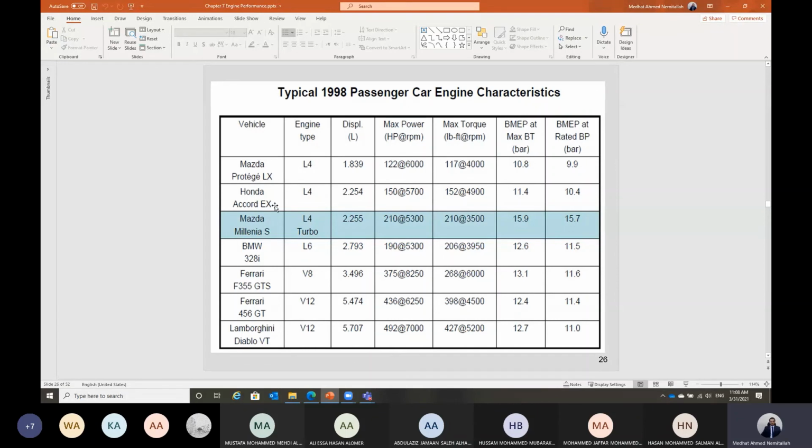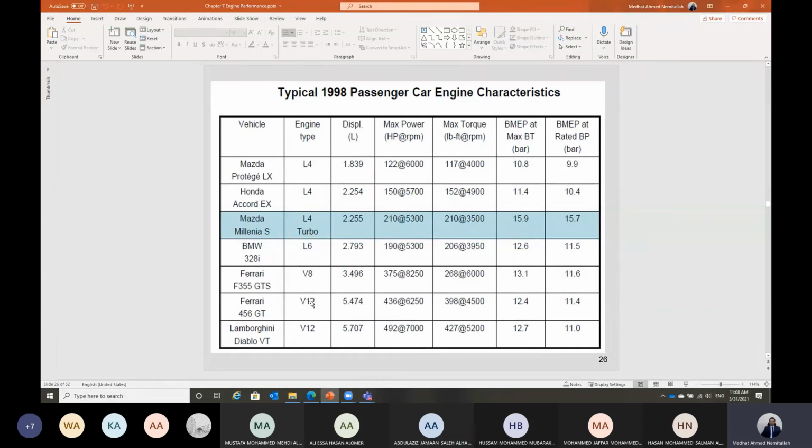You can look here, guys, in the specs of any car, like the Mazda Millenia S. This is actually a turbo car. This is the engine type L4. That means we have an inline engine, a 4-cylinder engine arranged in line with each other.